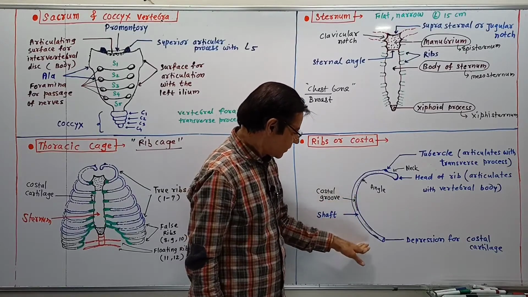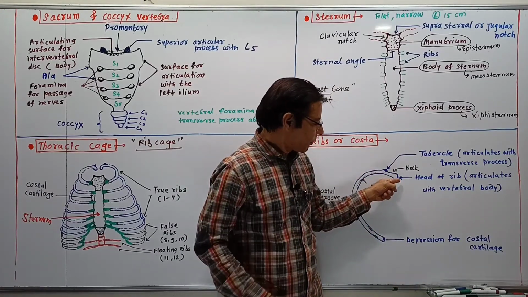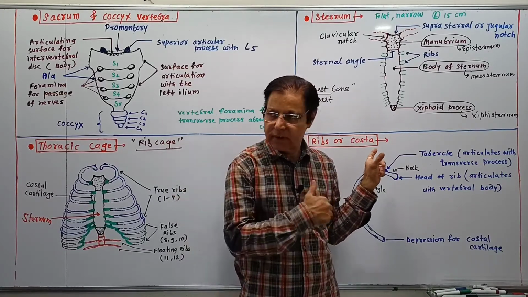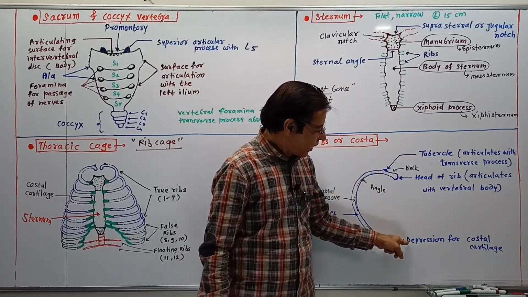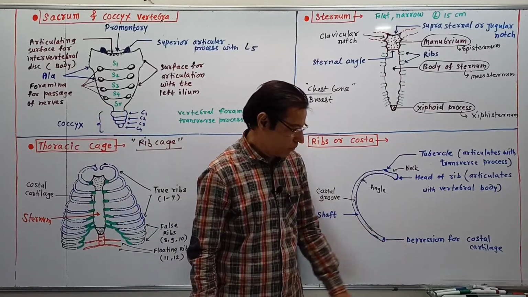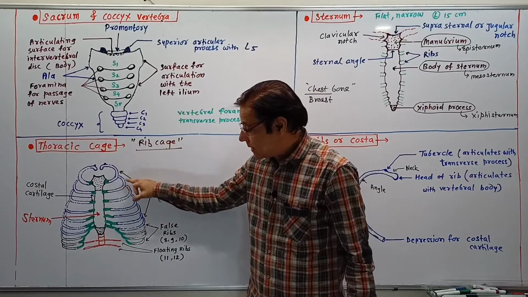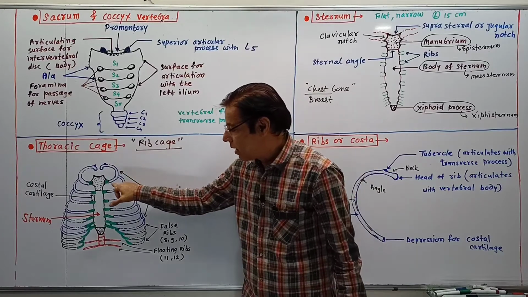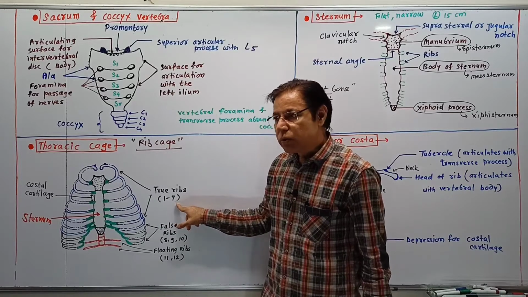having a costal groove, and then the dorsal end has head and tubercle towards the back side, towards the thoracic vertebra, and the ventral side which attaches with the sternum has a depression for attachment of costal cartilage. In this way, thoracic cage has 7 true ribs, because such ribs starting from thoracic vertebra join directly to the sternum, that is why called true ribs.